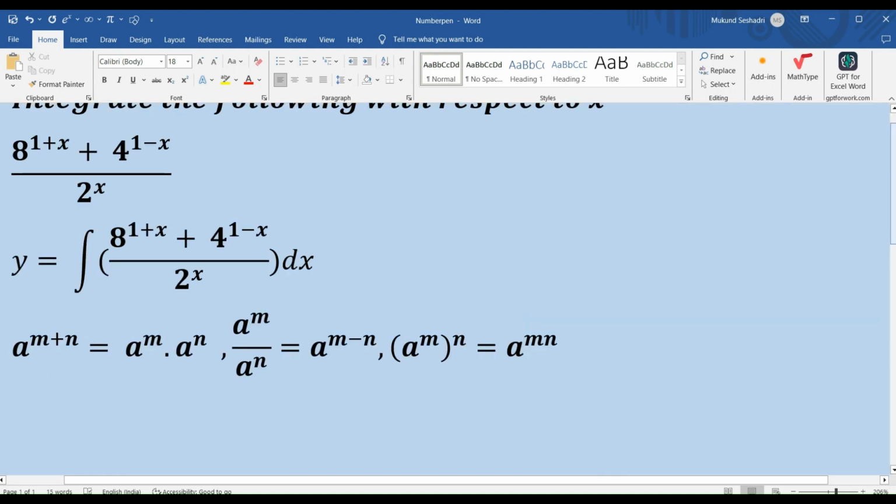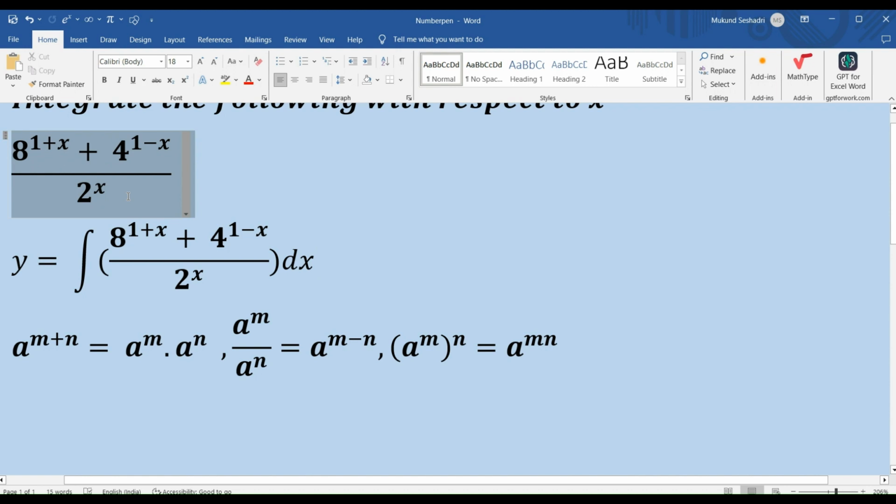So there we are. I'm going to be using these three rules of exponents to simplify the expression that has been given to us. Okay, so we have a to the power m plus n equals a to the power m into a to the power n. a to the power m divided by a to the power n equals a to the power m minus n, and a to the power m, the whole power n, equals a to the power m into n, right? So let's go back to our expression.